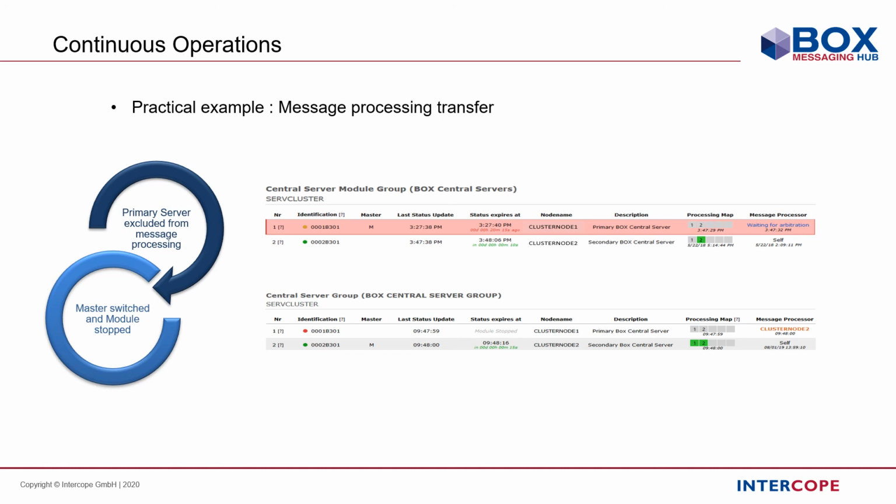What's key here is also that you can see in the message processor that the system is waiting for arbitration to complete. You see that on the right hand side under the message processing column. The system has to perform a number of checks to ensure any reconciliation is performed before being able to start actively sending traffic. Now, once all checks are finalized, the module is stopped, resulting in a red status in the identifier. The master role moves to the secondary box central server, and the processing map is updated to show that all processing is now taking place through the secondary node.